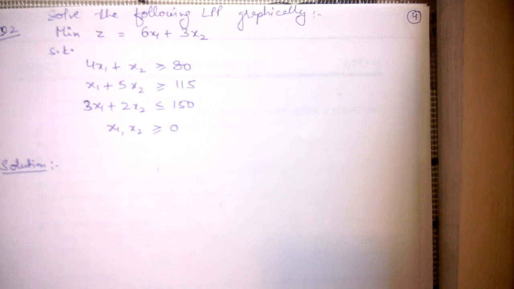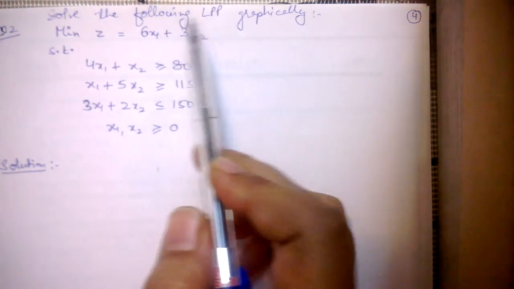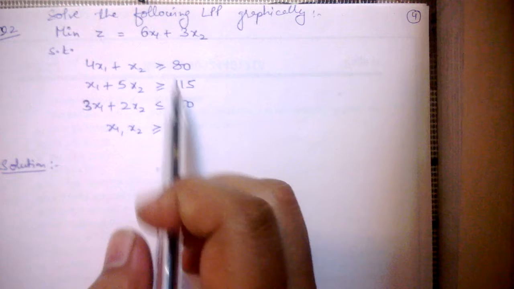Hello students, in this lecture we are going to study yet another problem of graphical method of linear programming problems. So here we have to solve this problem by using graphical method. Solve the following LPP graphically. So the question is of minimization type. In previous lecture we had covered a question of maximization type. So in this lecture we'll be covering a question of minimization type.